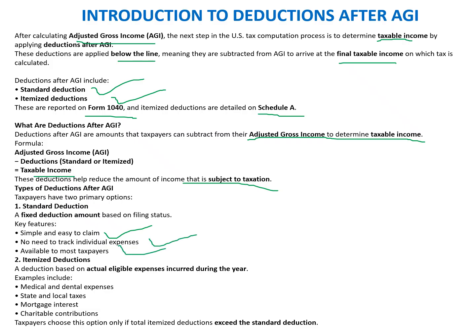And second is the itemized deduction, a deduction based on the actual eligible expenses incurred during the year, which includes medical expenses, dental expenses, state and local taxes, which we normally call SALT, mortgage interest, and charitable contributions. So these are the deductions which are part of the itemized deduction. The taxpayer chooses this option only if the total itemized deduction exceeds the standard deduction. This is a logical tax planning concept as well. Wherever the amount of the itemized deduction is more than the standard deduction amount, which is eligible for a particular filing status, then definitely the individual will opt for the itemized deduction. So we'll move to the next slide.